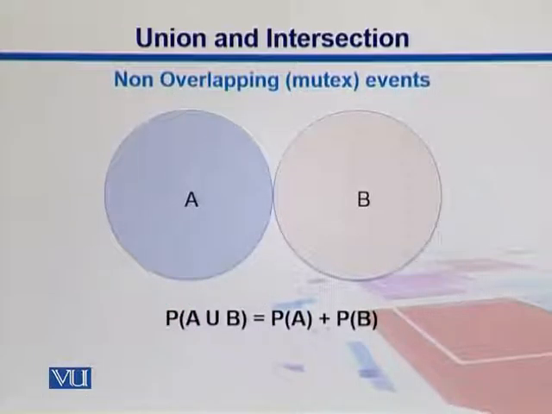Here is the difference, guys, between mutually exclusive events and non-mutually exclusive events. Since mutually exclusive events do not have anything in common, if we take their union, we can simply add their individual probabilities. So the probability of A union B in case of mutually exclusive or non-overlapping events is given by this equation: P(A union B) is equal to P(A) plus P(B).